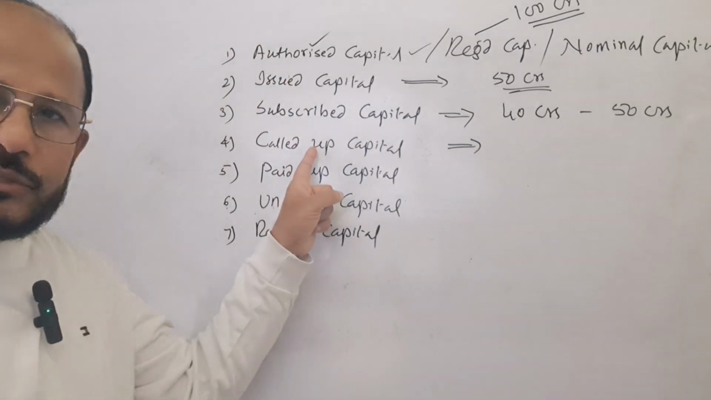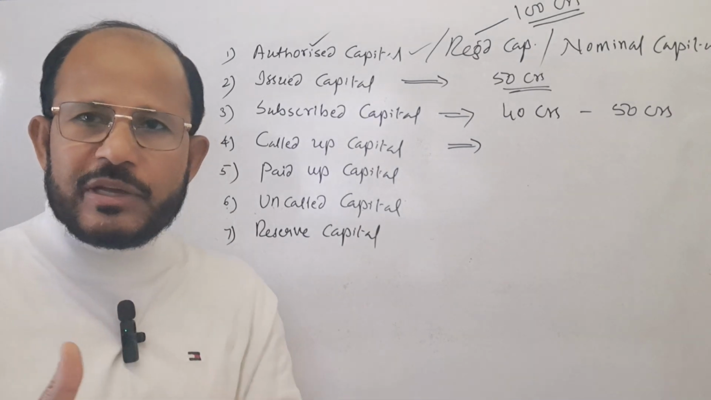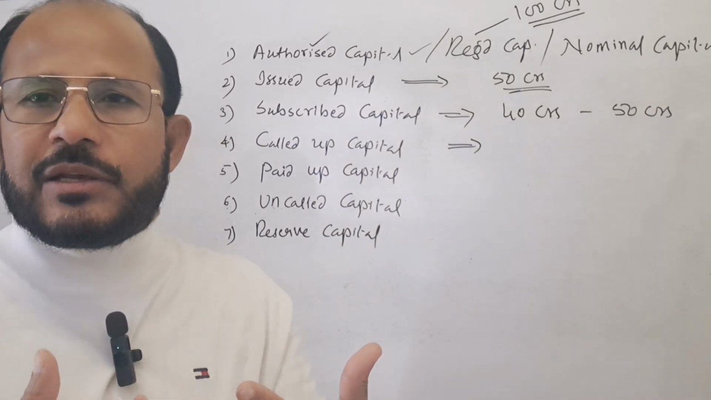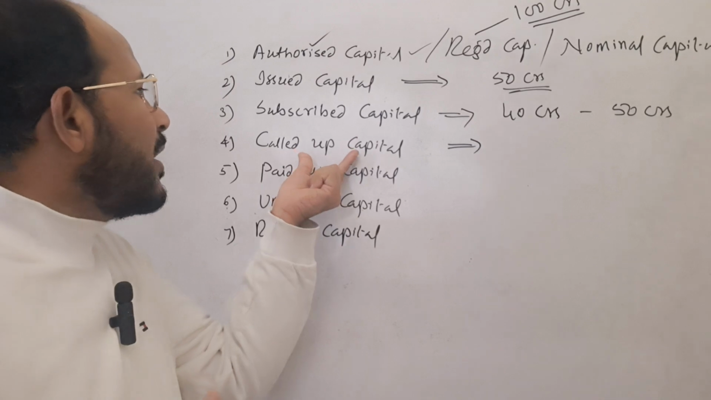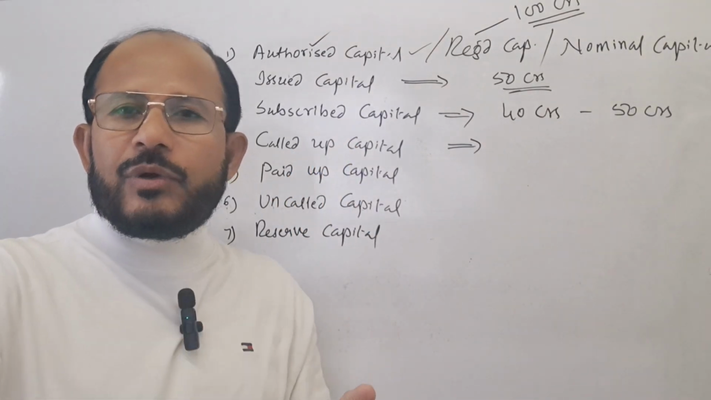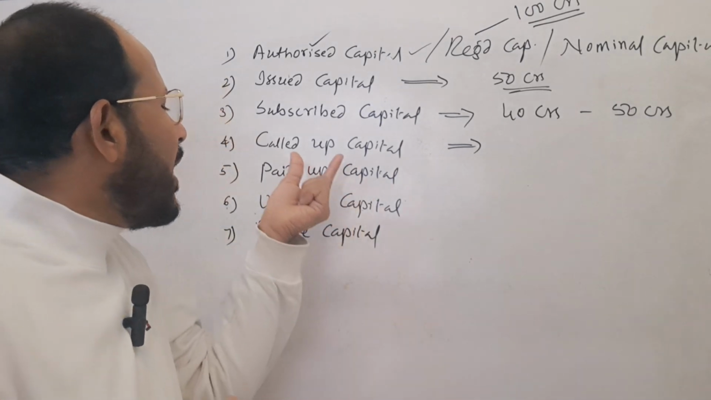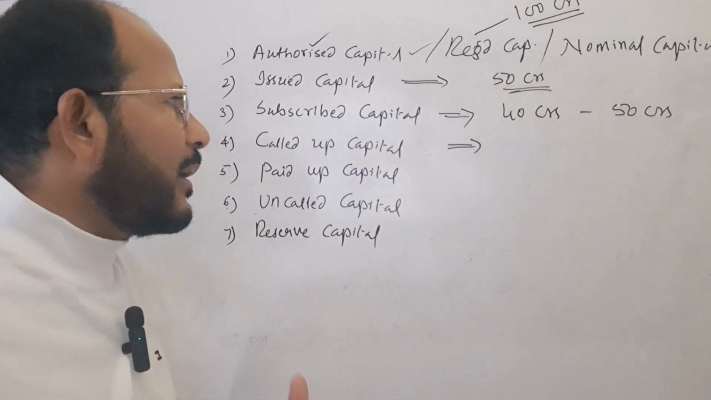See, this step comes called up. Once the shares are allotted, what will the company do? The company will start asking the shareholders to pay the amount. Therefore, here called up capital means as and when the company makes a call, it is the duty of the shareholder to send that amount to the company.